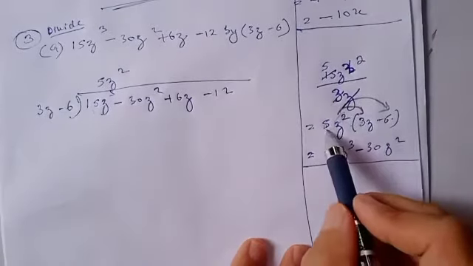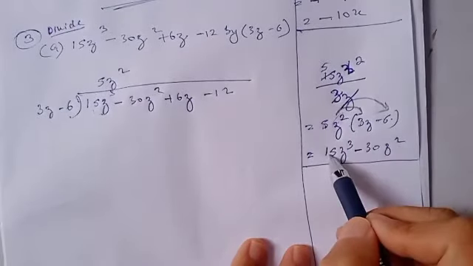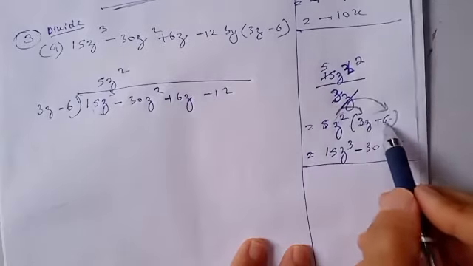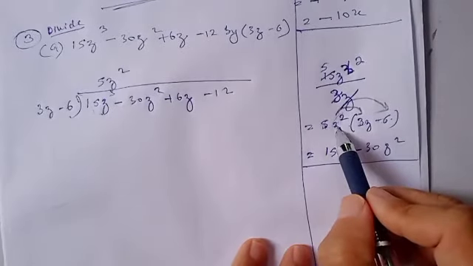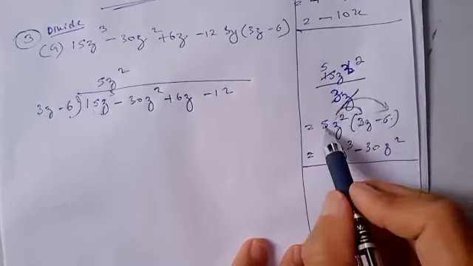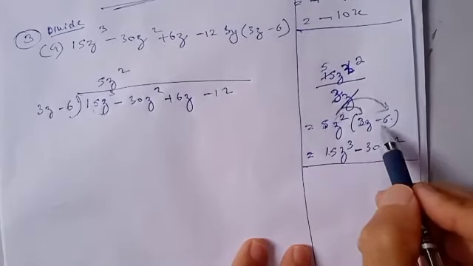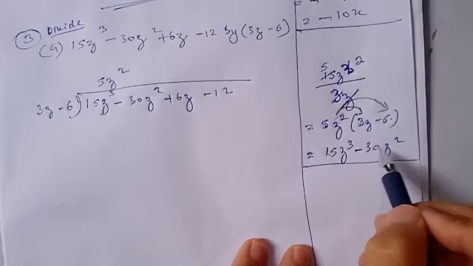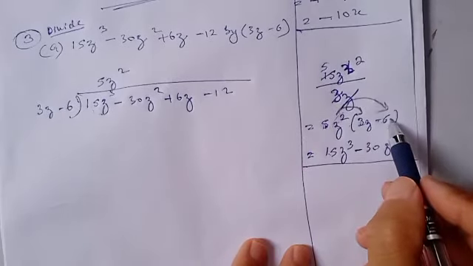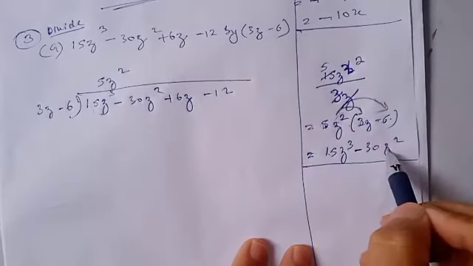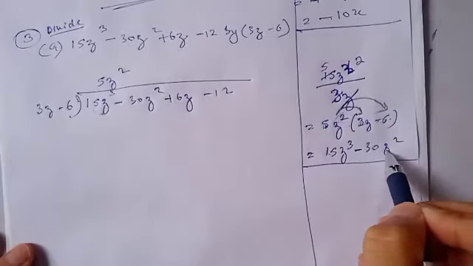Okay, let me repeat. 5, 3, 15. We have to multiply both these terms by 5z squared, like previous exercise. 5, 3, 15. z squared into z is z to the power 3. Minus again 5, 6, 30. Here we have no z, only z squared. So your same message is z squared again.